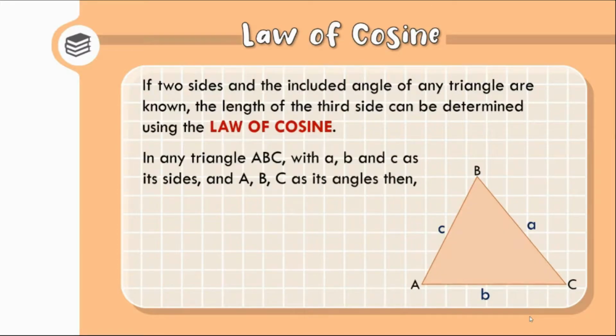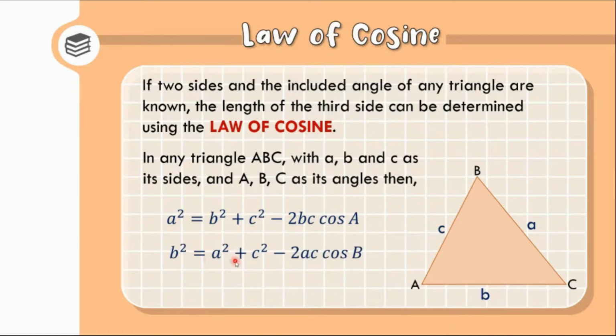In any triangle ABC with a, b, and c as its sides, and A, B, C as its angles, then a squared is equal to b squared plus c squared minus 2bc cosine A. b squared is equal to a squared plus c squared minus 2ac cosine B. And c squared is equal to a squared plus b squared minus 2ab cosine C.